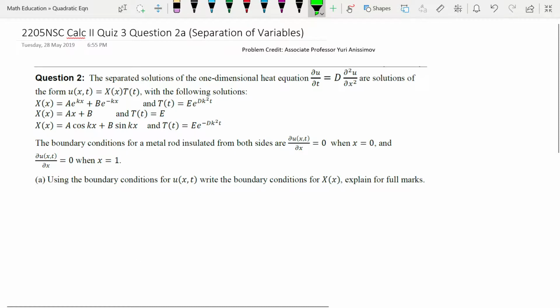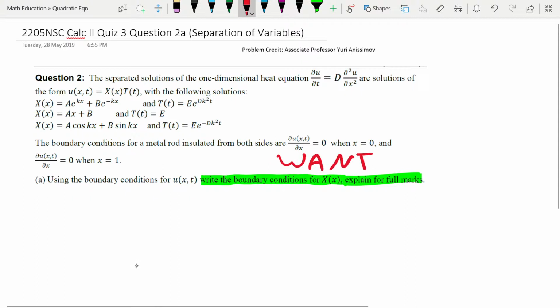So the first thing we always want to ask is, what do we want? We want to write the boundary conditions for X sub x, and we want to explain for full marks. So this is what we want. Always important to be able to know what you want.